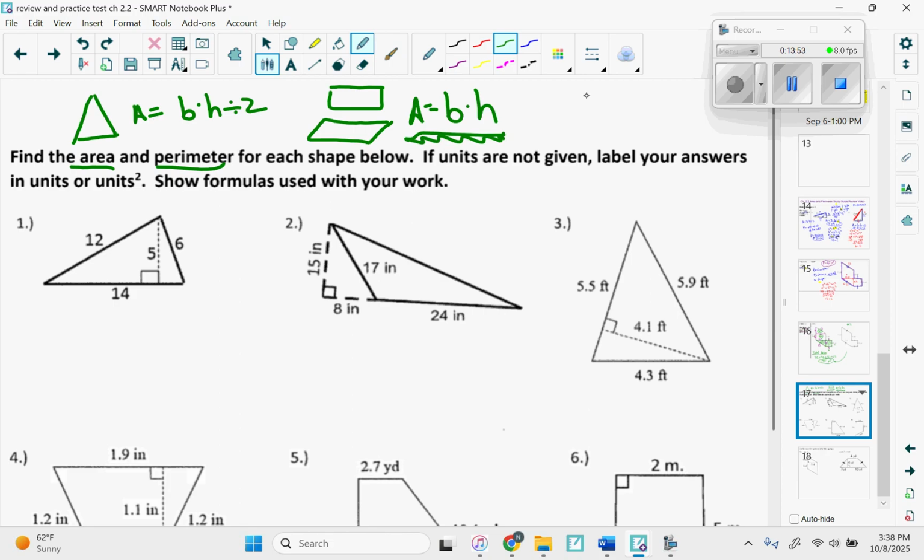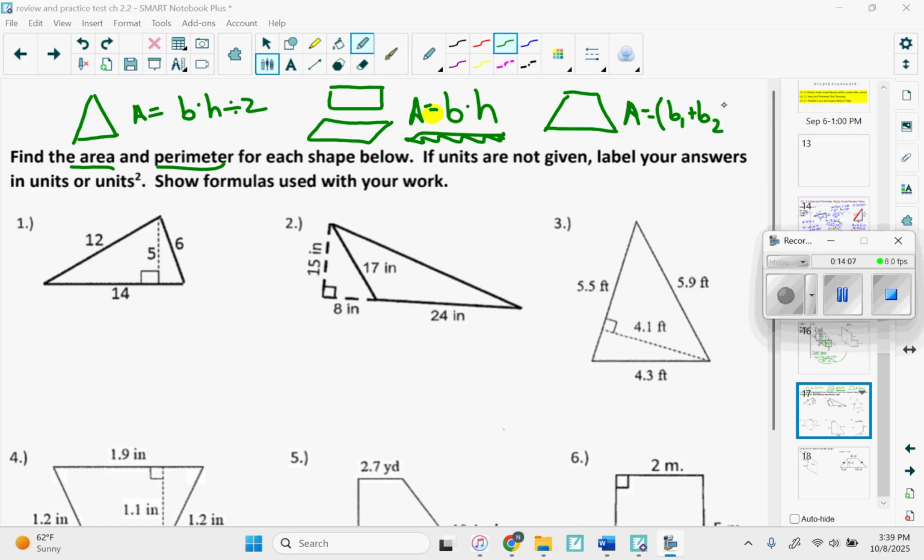And then the final one that we need to know is the trapezoid. And the formula for the trapezoid is B1 plus B2 times the height divided by 2.